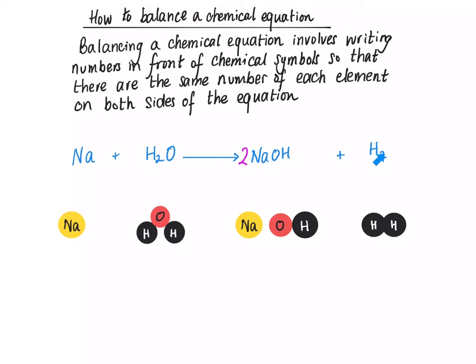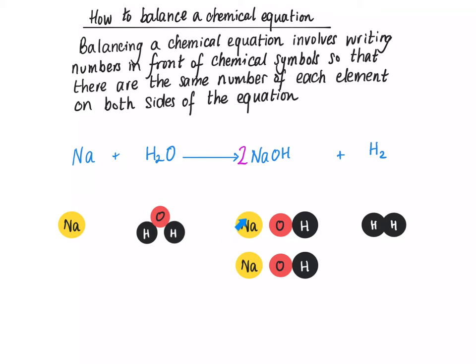You can't change the small numbers, but you can change the numbers before the chemicals, before the reactants or the products, and that will increase the number of sodium hydroxides to 2. So now on this side of the equation we have 2 sodiums, 2 oxygens, and 4 hydrogens.